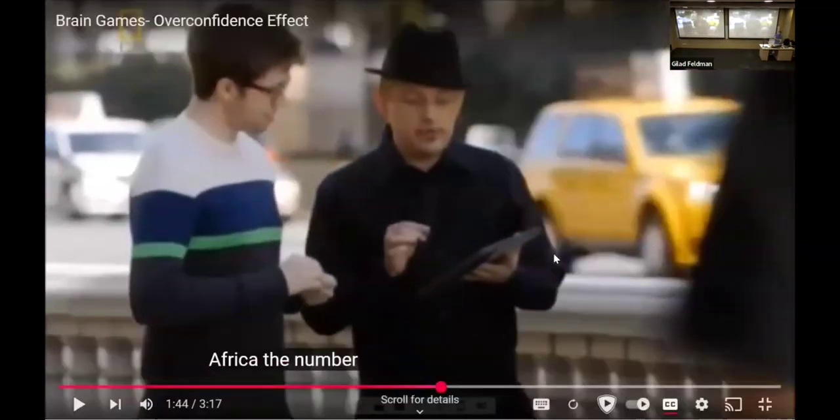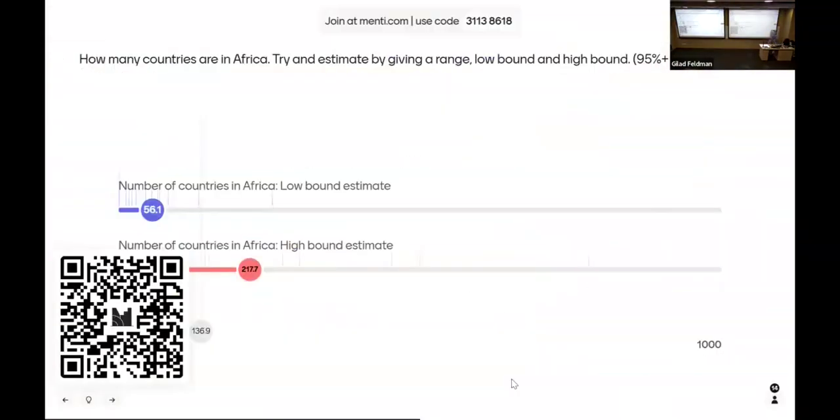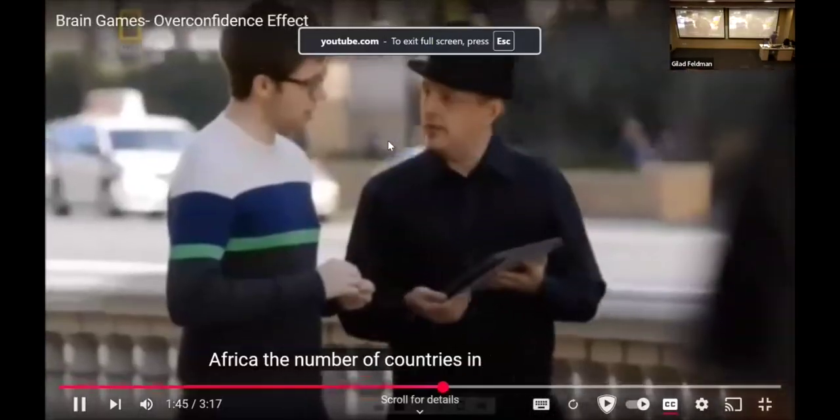All right, let's see how we did with Africa. So between 66 and 217. That's a very high range, very broad range. Anything you want to say about this range before I show you what the answer is? Number of countries in Africa?